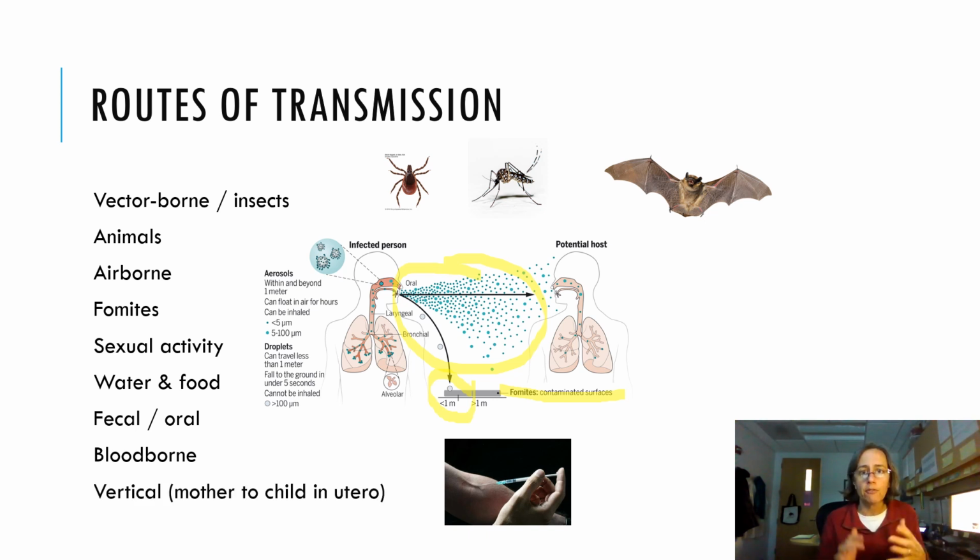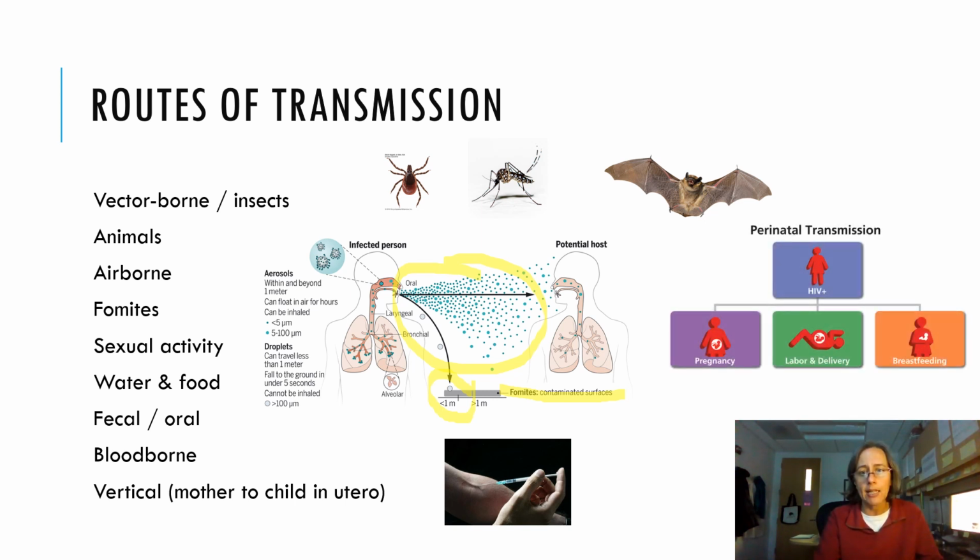Finally, there's what's called vertical transmission, which is from the pregnant person to the fetus. A woman who is infected with HIV, if she gets pregnant, can pass the virus to her fetus in utero before it's even born. She can also end up passing it to the baby during labor and delivery and even during breastfeeding. So this kind of vertical transmission from parent to child can also occur.